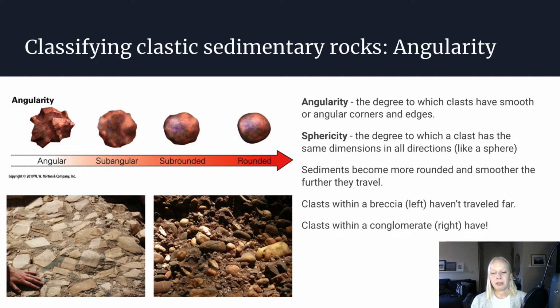And the reason we think about these things is because as sediments are transported, they become more rounded and smoother the further that they travel. So something that is very close to its source, or very close to where it eroded down from, would be very angular, like the rock you see here on the left. So that would be considered a breccia. Something with really angular clasts would be a breccia. And then clasts that are really well-rounded and very spherical would be considered a conglomerate. So that's sort of a major difference between those two similar but different rock types.